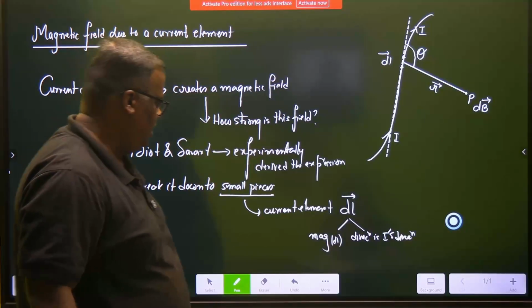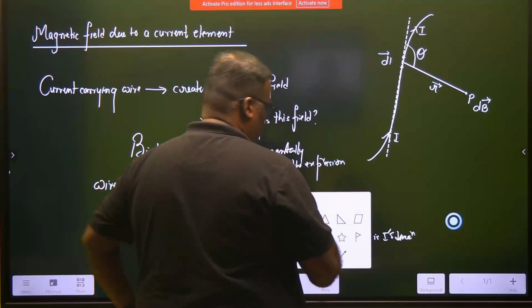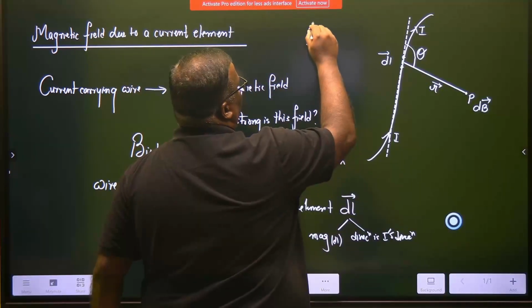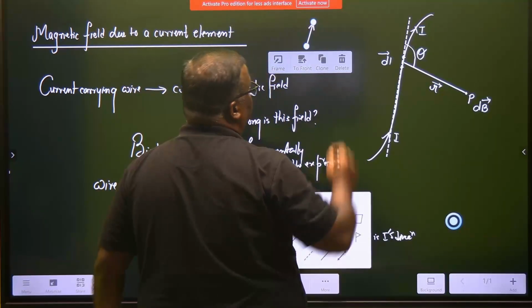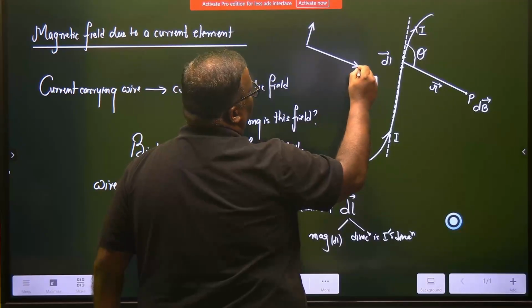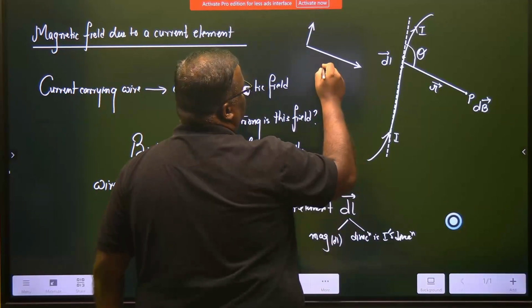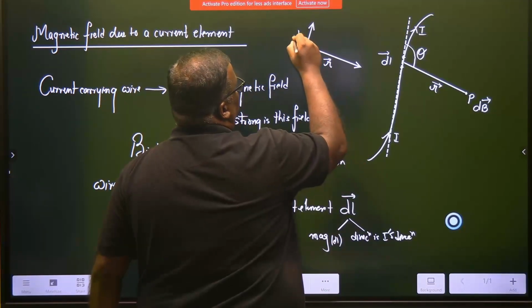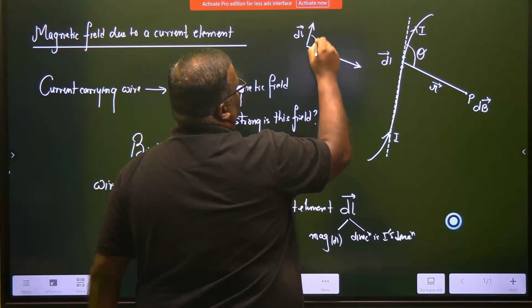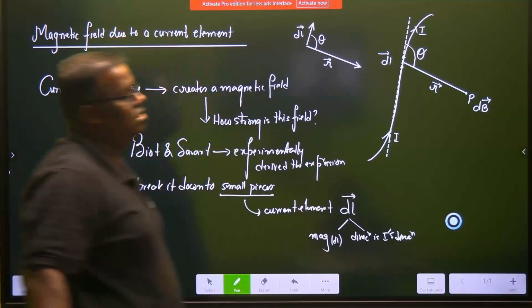Clear? So if you want a little bit of clarity, it's somewhat like this. This is my r vector, this is my current element dl, and this angle is theta. Clear?